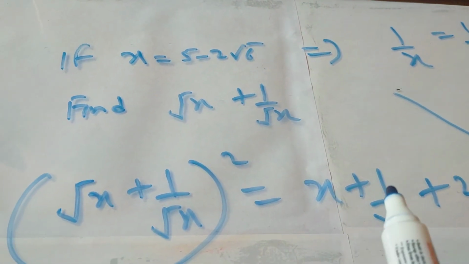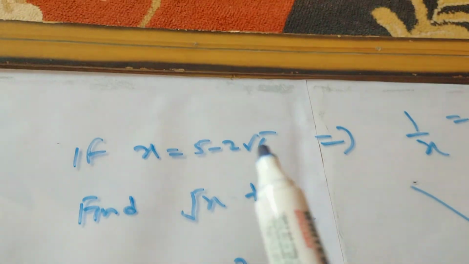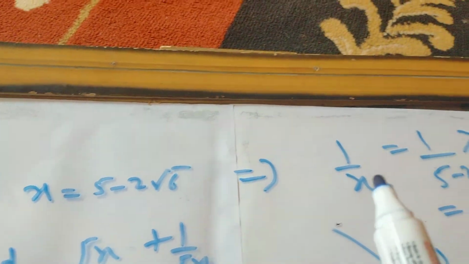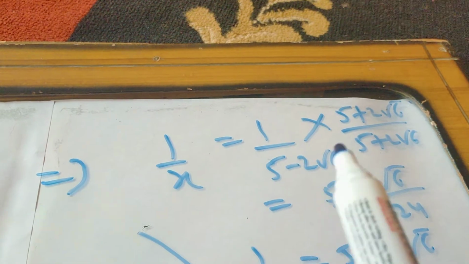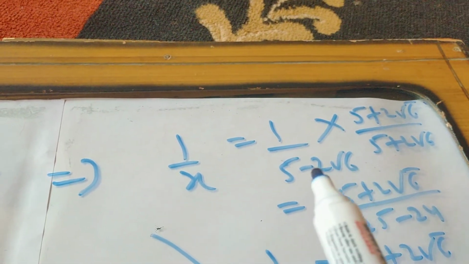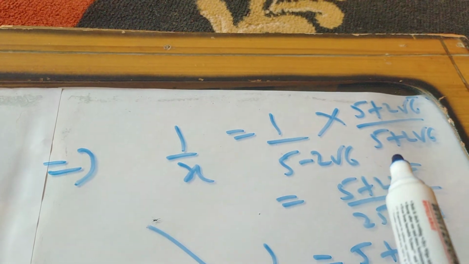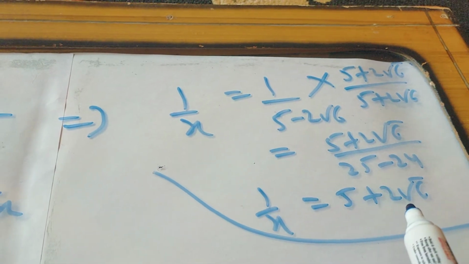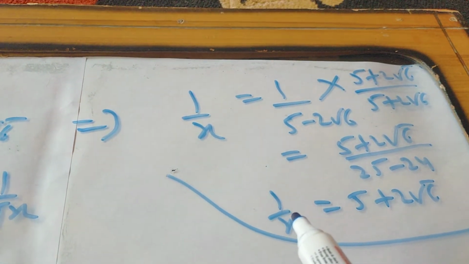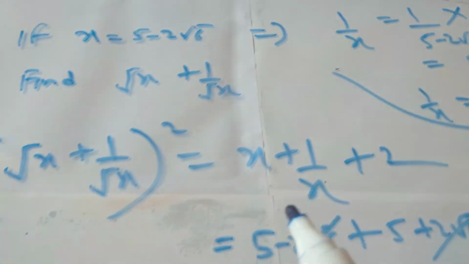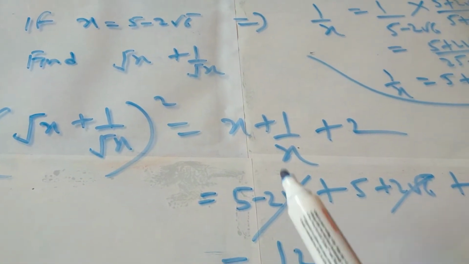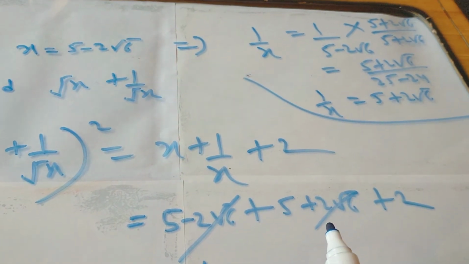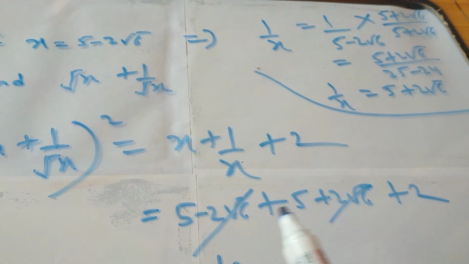Now we need this value and this value, but this value is not available. So what I did, x is available, but 1 upon x I can calculate through this method. I have rationalized this by multiplying the conjugate of the denominator, and I got 5 plus 2 root 6, the value of 1 upon x. So in place of 1 upon x, I am going to write this much. So x is 5 minus 2 root 6. In 1 upon x, it is 5 plus 2 root 6. 2 root 6, 2 root 6 cancelled out. 5 plus 5, 10, plus 2, 12. So it is the value of root x plus 1 upon root x whole square.